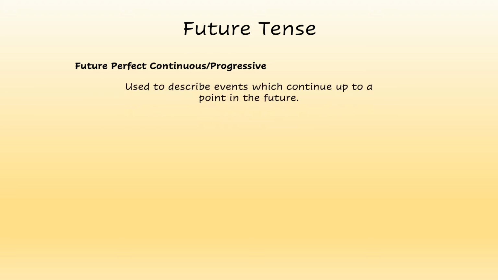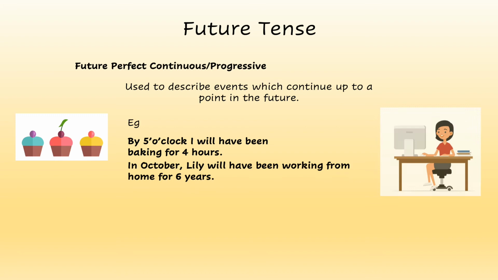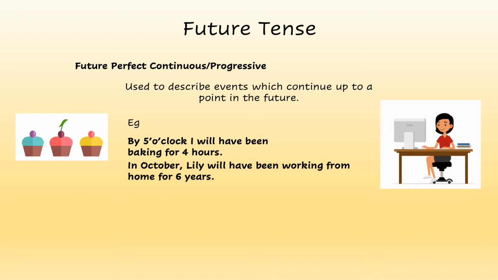Now we're going to look at future perfect continuous, also known as future perfect progressive. And this is used to describe events which continue up to a point in the future. So for example, by 5 o'clock I will have been baking for 4 hours, or in October Lily will have been working from home for 6 years.